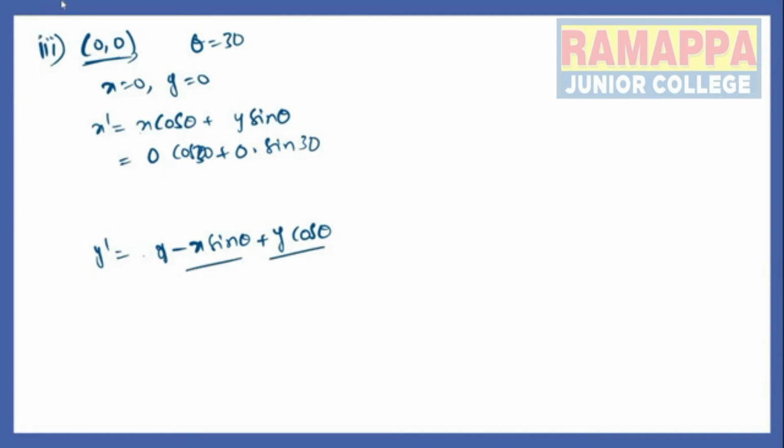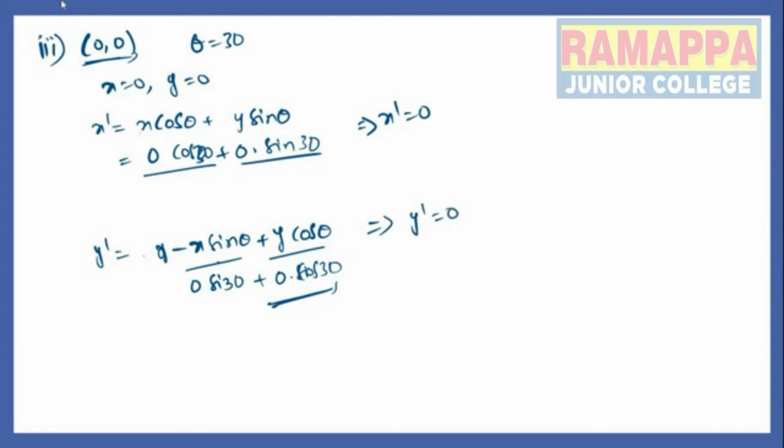So here everything is 0, and the same here also. 0 into sin 30 will become 0, and 0 into cos 30 will also become 0. So x dash is equal to 0 and y dash will also become 0. So x dash comma y dash, the new origin, is also 0 comma 0.